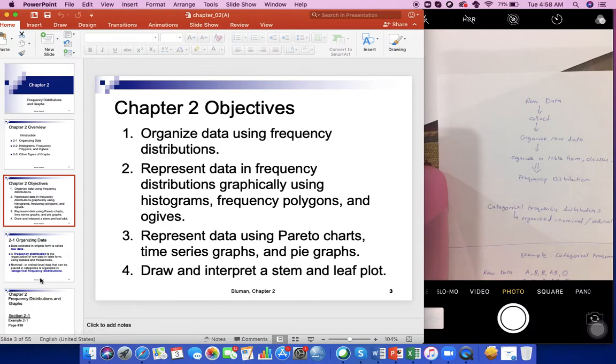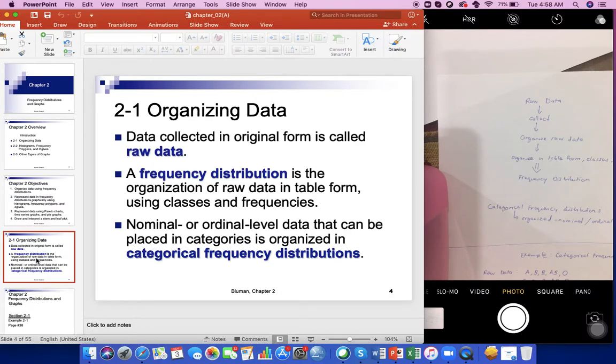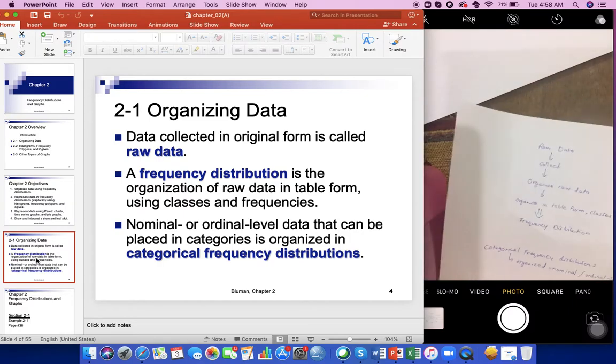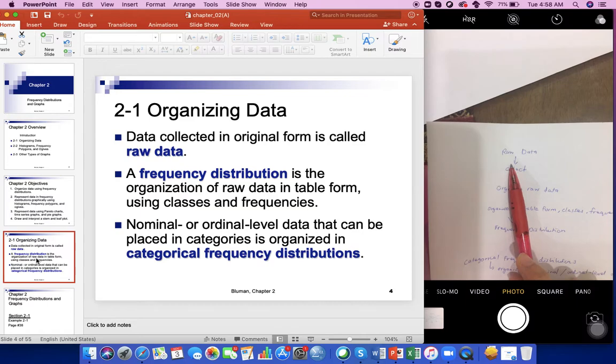So the first one is we have the raw data. Raw data can be anything. Maybe you want to know how many milliliters or how many liters of rain there are in Terengganu, maybe during this October month. So we collect all the data of rain. That data we call raw data.